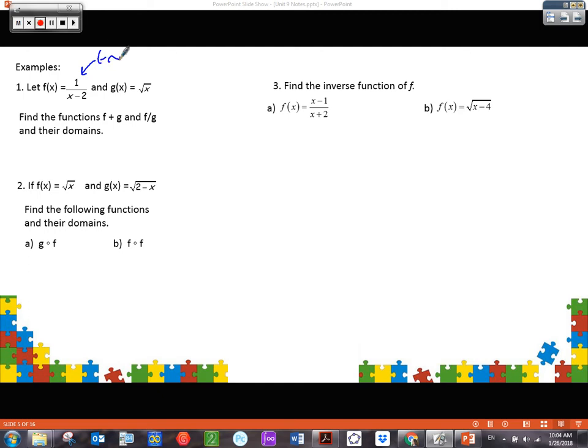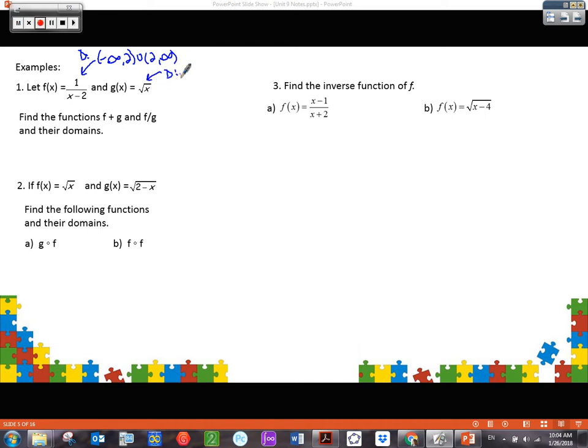So this is our domain for f. We would go from negative infinity to 2. We wouldn't include 2, and then 2 to infinity. That would be our domain for f. Now let's look at the next function, g.